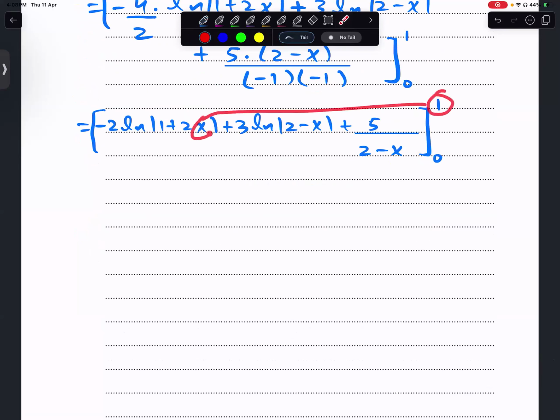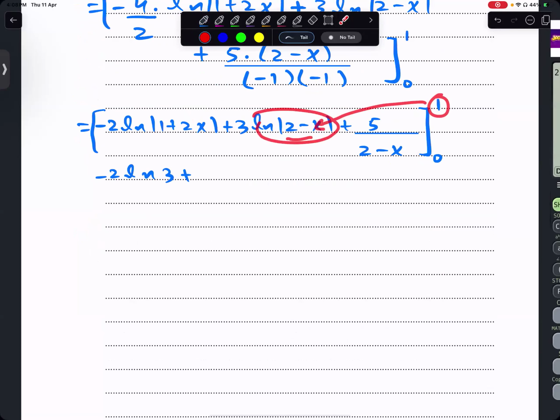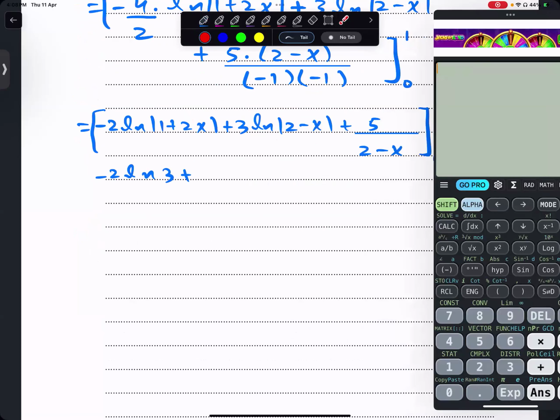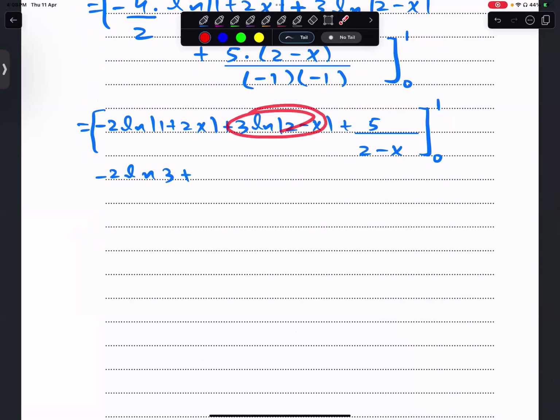1 plus 2 plus 1, 3. So minus 2 natural log of 3 plus, if you put here 2 minus 1, natural log of 1, using a calculator, and that is a very famous value, natural log of 1 is 0. So this becomes 0. If you put 1 here, 2 minus 1 is just 1, so plus 5. This is the upper limit.